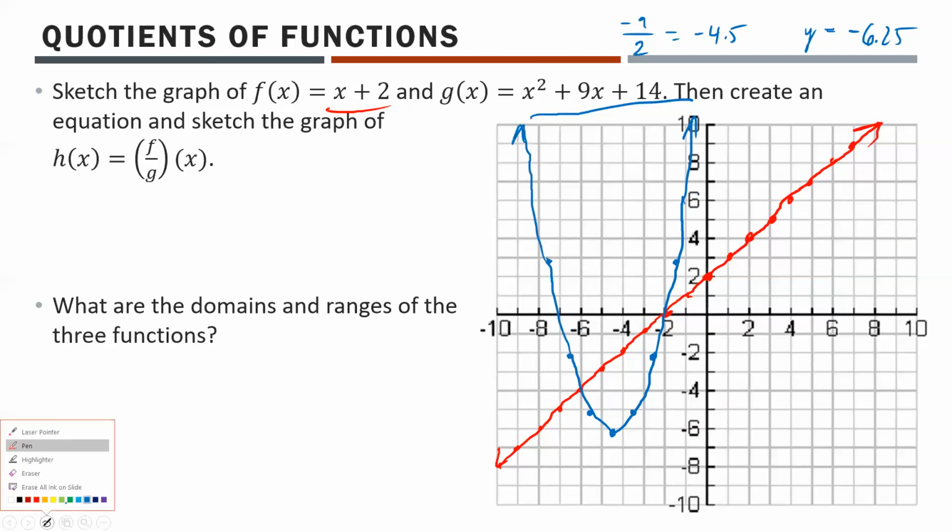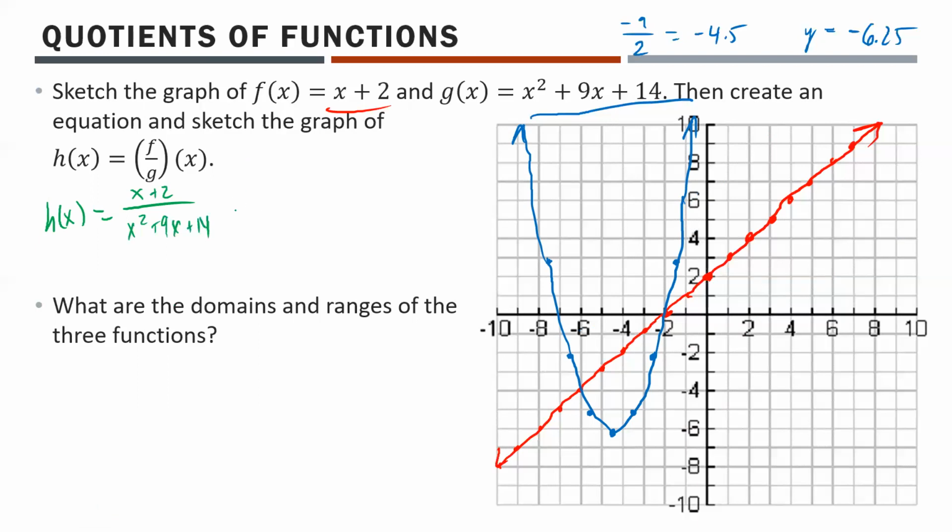Now, if we are going to represent this final function, of course, we can just say that h of x is therefore equal to x plus 2 over x squared plus 9x plus 14. But it's nice to simplify it down if possible. So we can say that this is x plus 2 over x plus 7 times x plus 2. And what do you know?